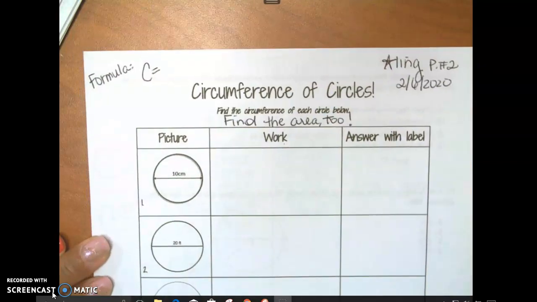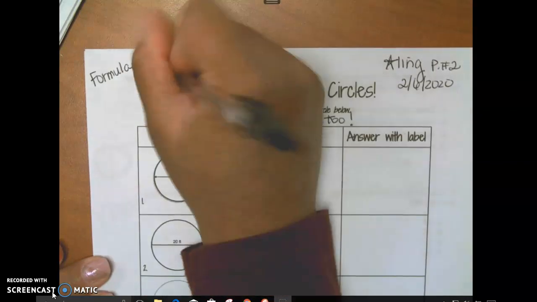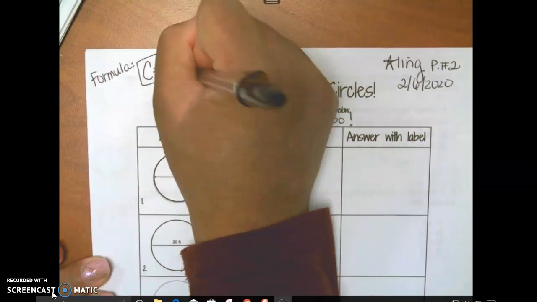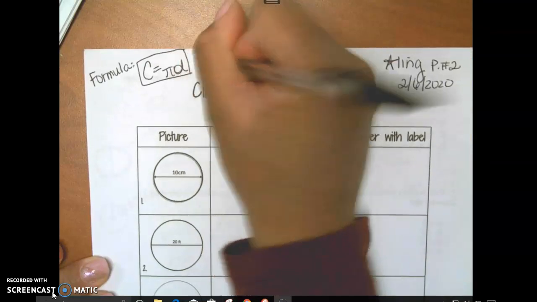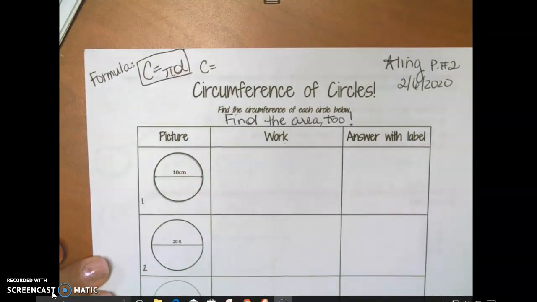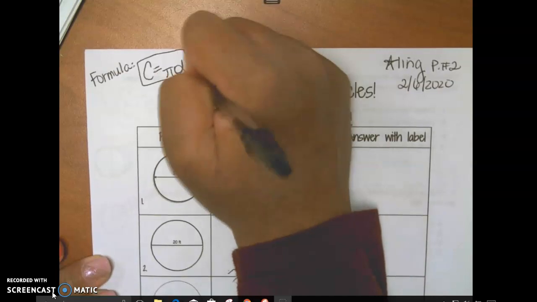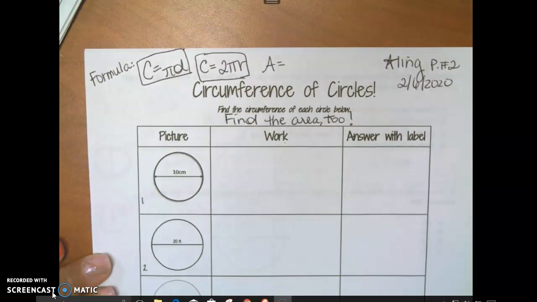Okay, I need a hand. Not pi times radius. We're looking at the C. Pi times diameter. Good. That's one of them. I think this is the easiest one because I only have to multiply 2 numbers there. Another circumference formula is what? 2 times pi times radius. Good. And then for area, there's only one formula for that, which is what?